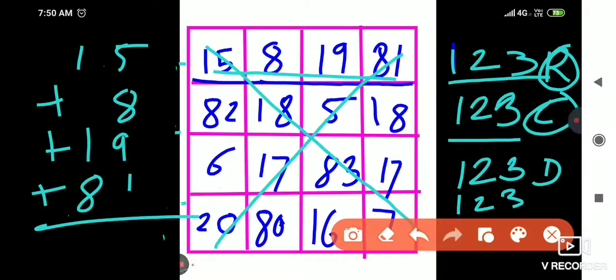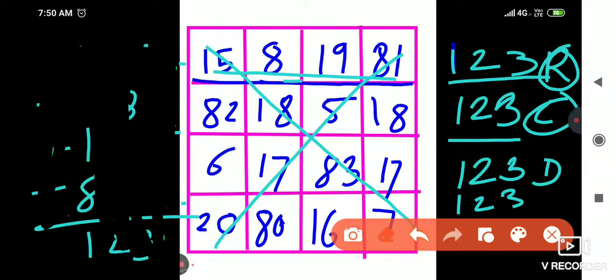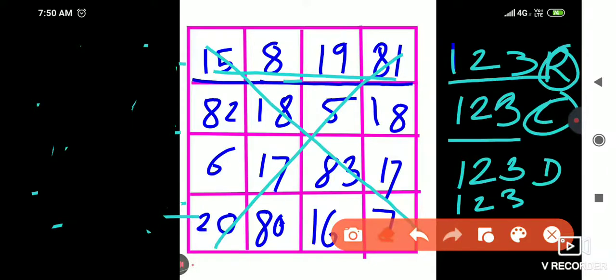9 plus 1, 10, 10 plus 8, 18, 18 plus 5, 23, 2 I will write here, 8 plus 2, 10, 11, 12. So how much is the addition? 123. Okay, now we will see the next box, that is 82, 18, 5 and 8.